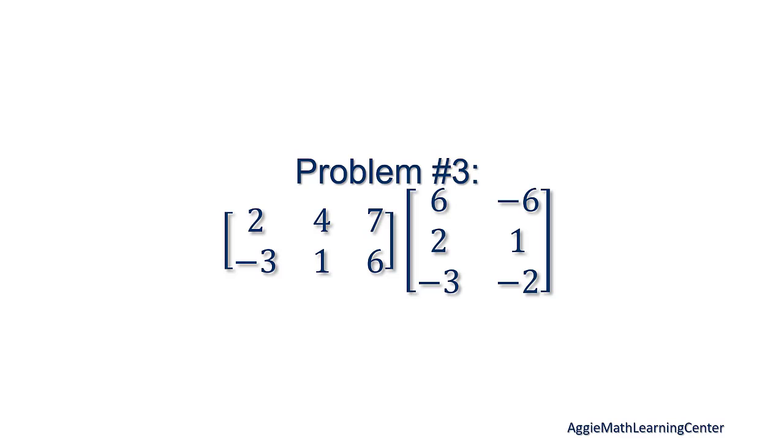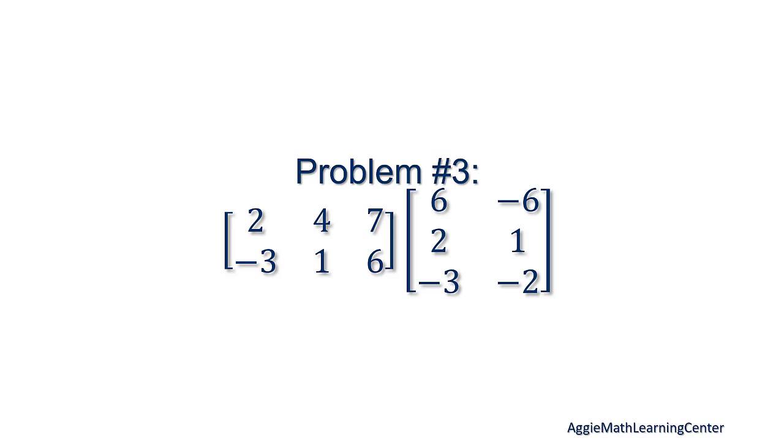We are given the following problem. Pause and give the problem a try. Before you do anything with matrix multiplication, it is important that you check the dimensions of the 2 matrices. The first matrix is 2 by 3 and the second matrix is 3 by 2. For matrix multiplication to work, it is required that the number of columns of the first matrix and the number of rows in the second matrix match.